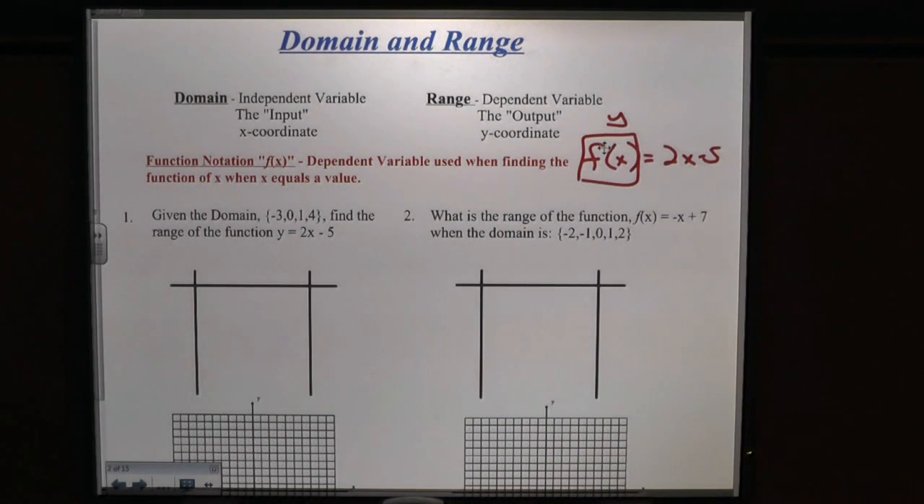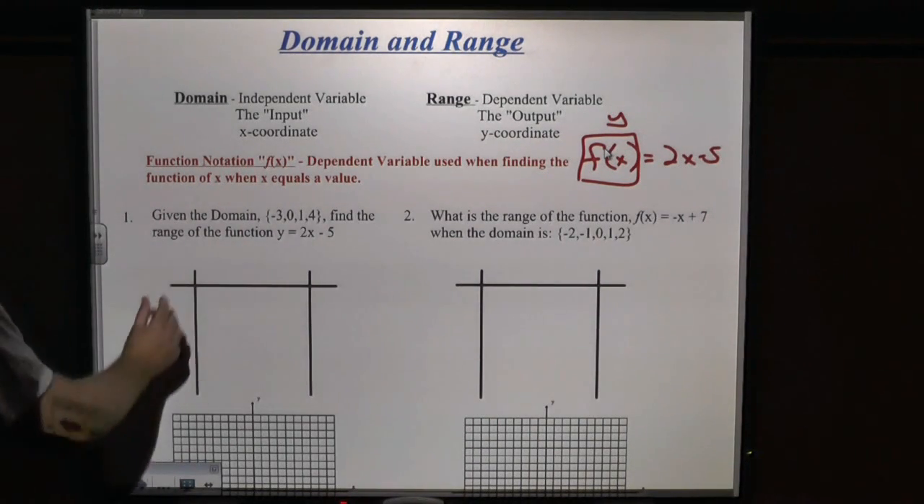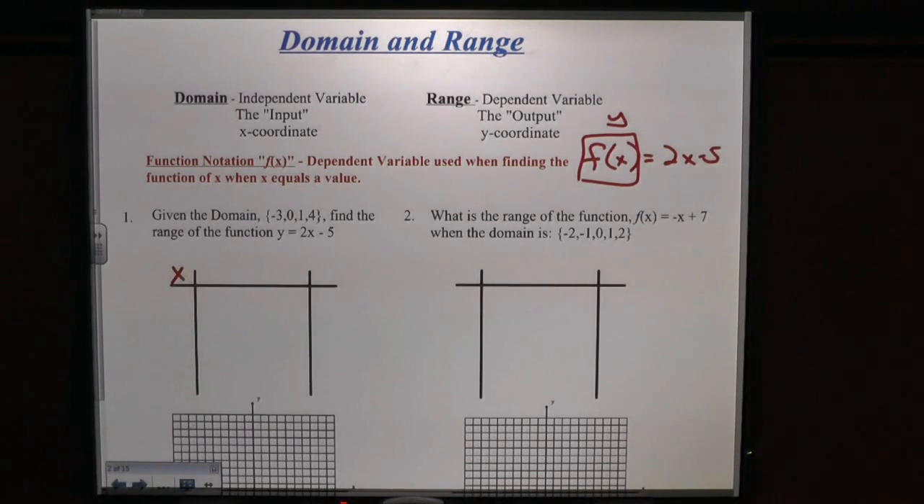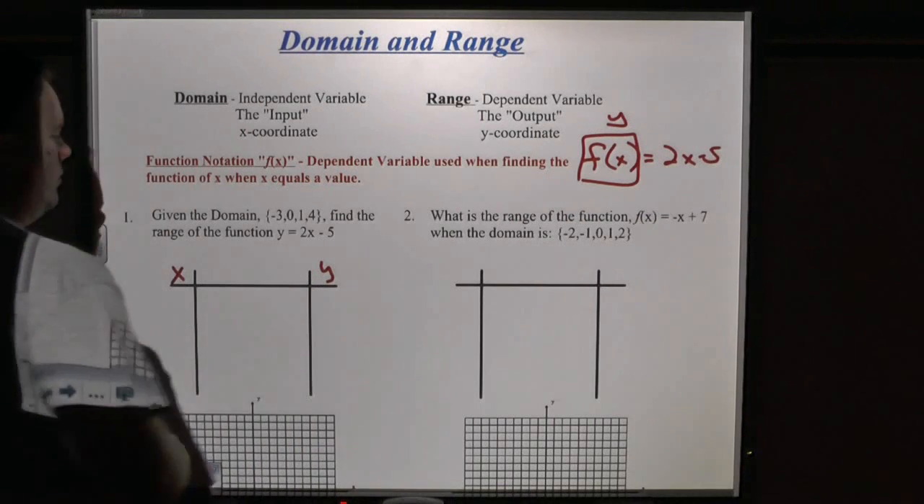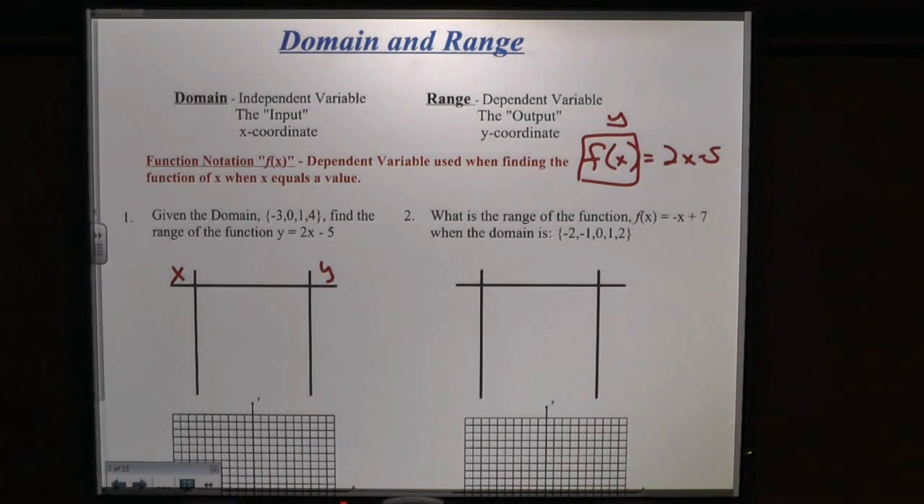One of the first examples we're going to talk about is something you've done before, but we're going to go over it a little more today. Given a domain of -3, 0, 1, and 4, we need to find the range of this function: y equals 2x minus 5. As we look at this table, which you've seen before, the far left column is for your x-coordinate, which is your domain. The far right column is for your y-coordinate, which is your range.